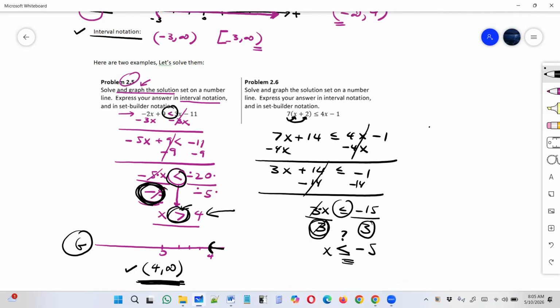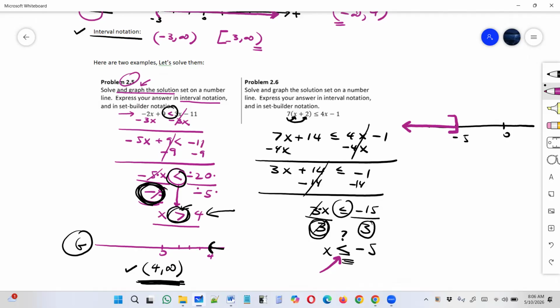Okay, but now we need to find the answer in interval notation. So we're going to graph it first. So here's my 0, here's my negative 5, and I'm going to shade it in the direction of the inequality, which is to the left. So from here down, I shade it to the left, and I indicated with an arrow that it goes on forever because I can't shade it forever. And because of the equal sign, we use bracket.